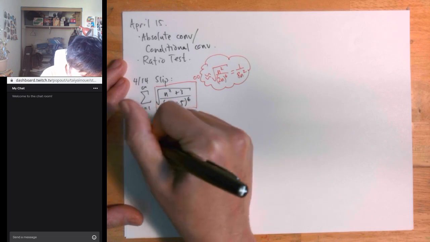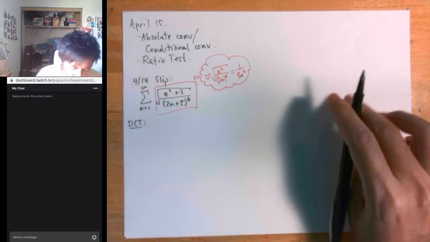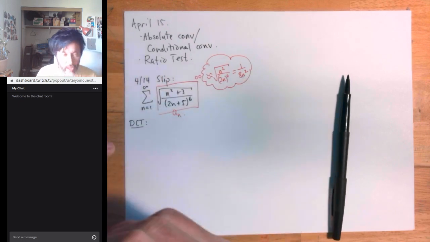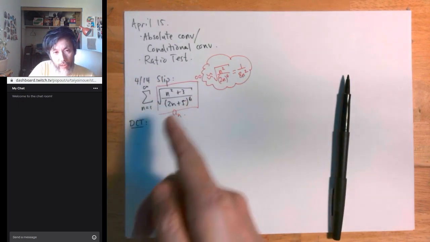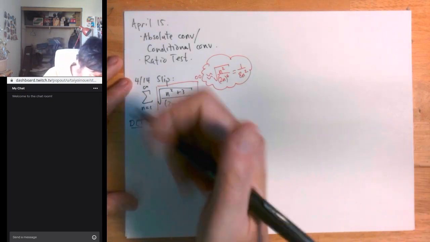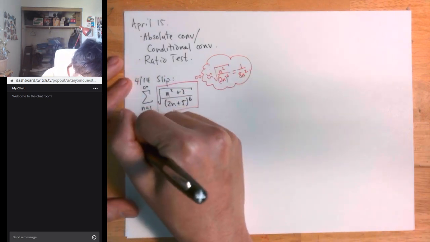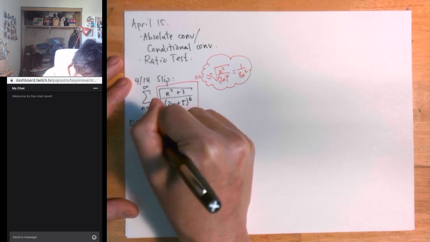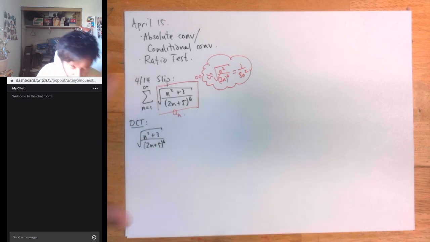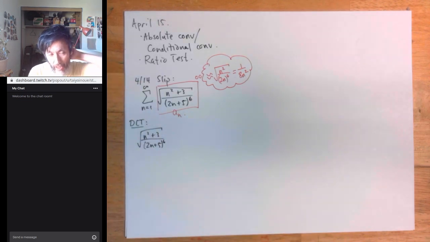So first of all, I'm going to declare that this thing here, I'm going to call this a sub n. And what I seek in the direct comparison test is a b sub n, which is bigger than this, and which when summed up gives me a convergent series. So I'm going to work with this guy here: the square root of n squared plus 3 over 2n plus 5 to the 6th.